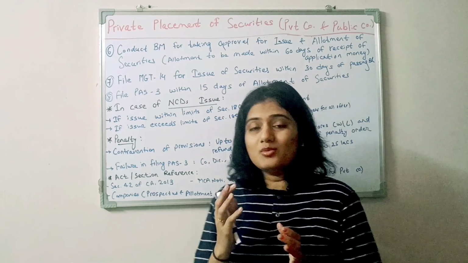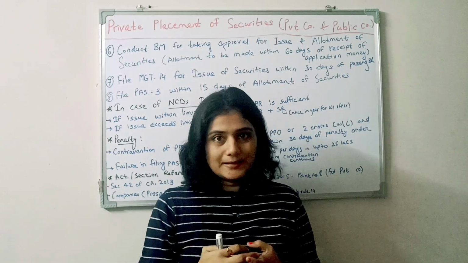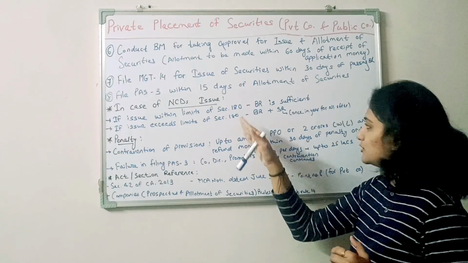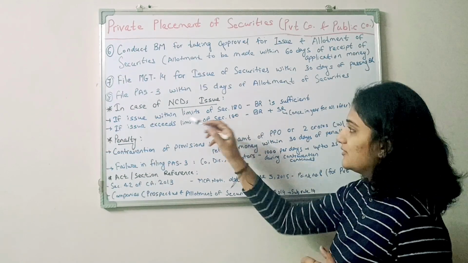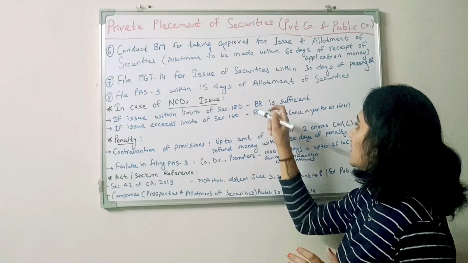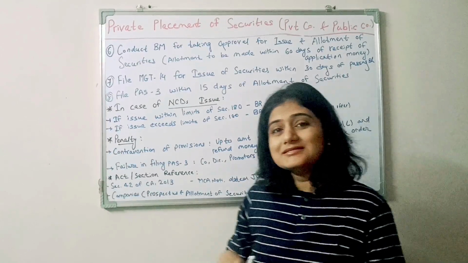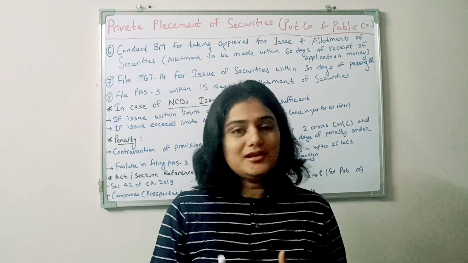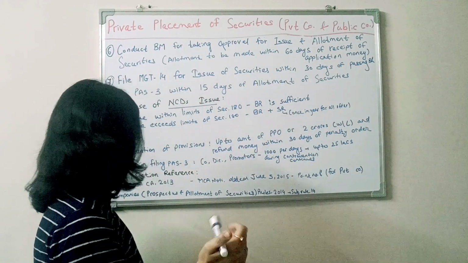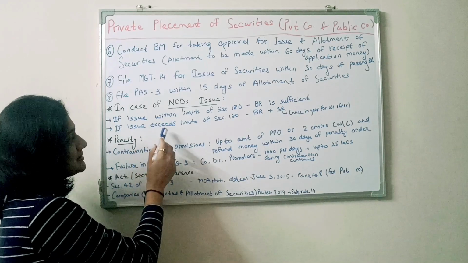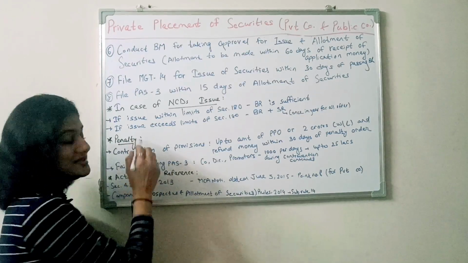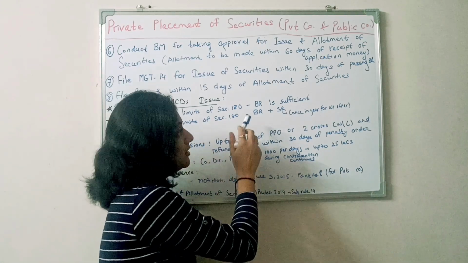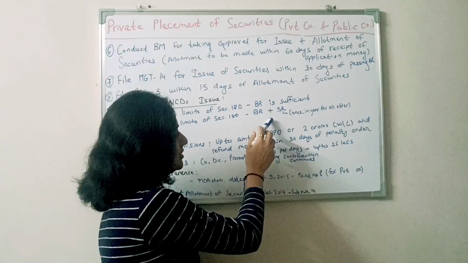So section 180 provides the borrowing power to the company. I am not going deep into section 180. If it is within the limit, board resolution is sufficient. That means the company is not required to pass a special resolution in the EGM. Next, if the proposed issue size exceeds the limit of section 180, then in such a case BR is required plus SR.